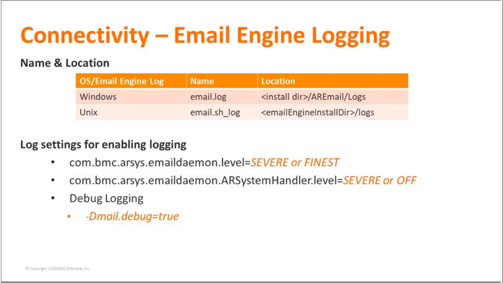There's also the debug logging, which is an enhancement to the previous log levels and can be used independently of the email daemon logging. It will provide additional detail not logged in the email daemon logging levels. It does require the Java mail parameter of -Dmail.debug=true to be set. On Windows, you can either set this in the registry key for the service, or if you're using the batch file, it can be added to the batch file as well when you run it from the command line. On Unix, you would set it in the emaild.sh startup script.